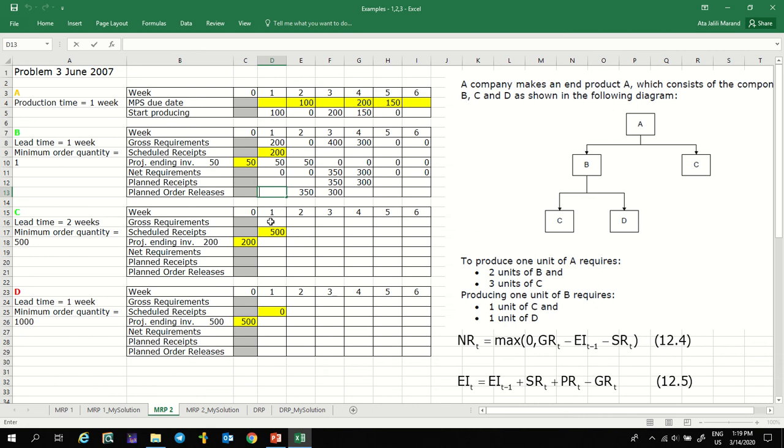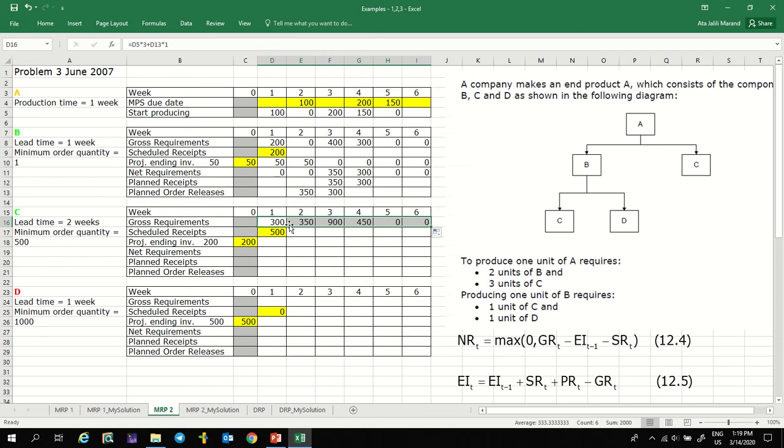Therefore, to calculate the gross requirements for C, we need to take into account the requirements for both A and B. So here I am saying that each unit of A requires, as you can see here, 3 units of C. So I am multiplying this number by 3 plus what we need for B multiplied by 1, because for B we need just 1 unit of C for each unit of B. And if I drag it, I will get these numbers for the next weeks.